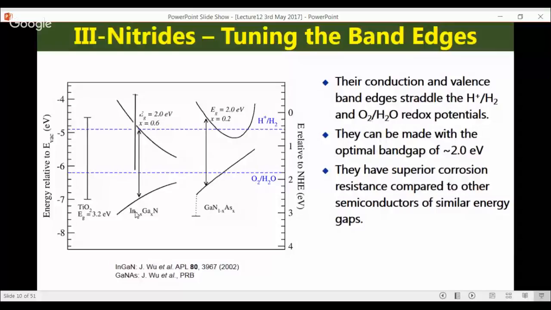Now depending upon the value of X, in indium 1 minus X, gallium X nitride, when X is 0.6, the band gap is nearly 2 electron volts. The same way for gallium arsenide nitride, when X is equal to 0.2, the band gap is around 2 electron volts. Whereas in titanium dioxide, the band gap is 3.2. So therefore, the conduction band and valence band edges straddle the H plus/H2, O2/H2O redox potential. They can be made with the optimal band gap of 2 electron volts.